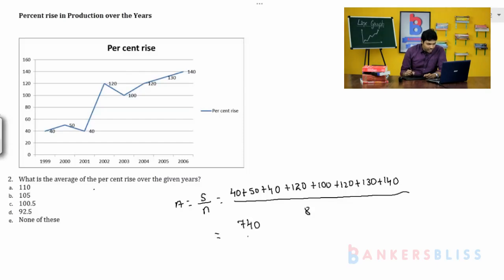So 740 divided by 8. 8 9s are 72, 2 carry over. 8 2s are 16. 8 5s are 40. So 92.5 is the average. So 92.5, option D, is the right answer.